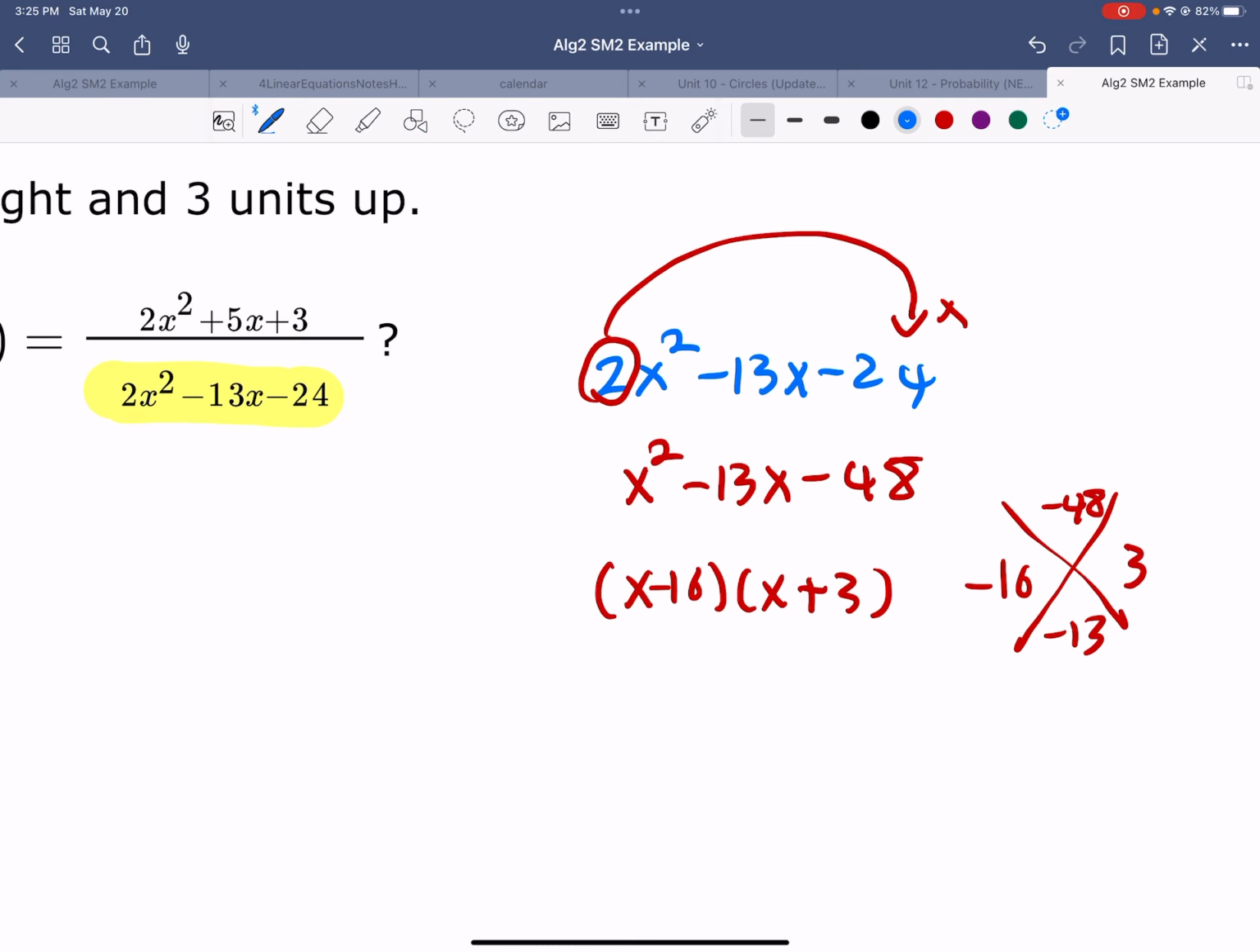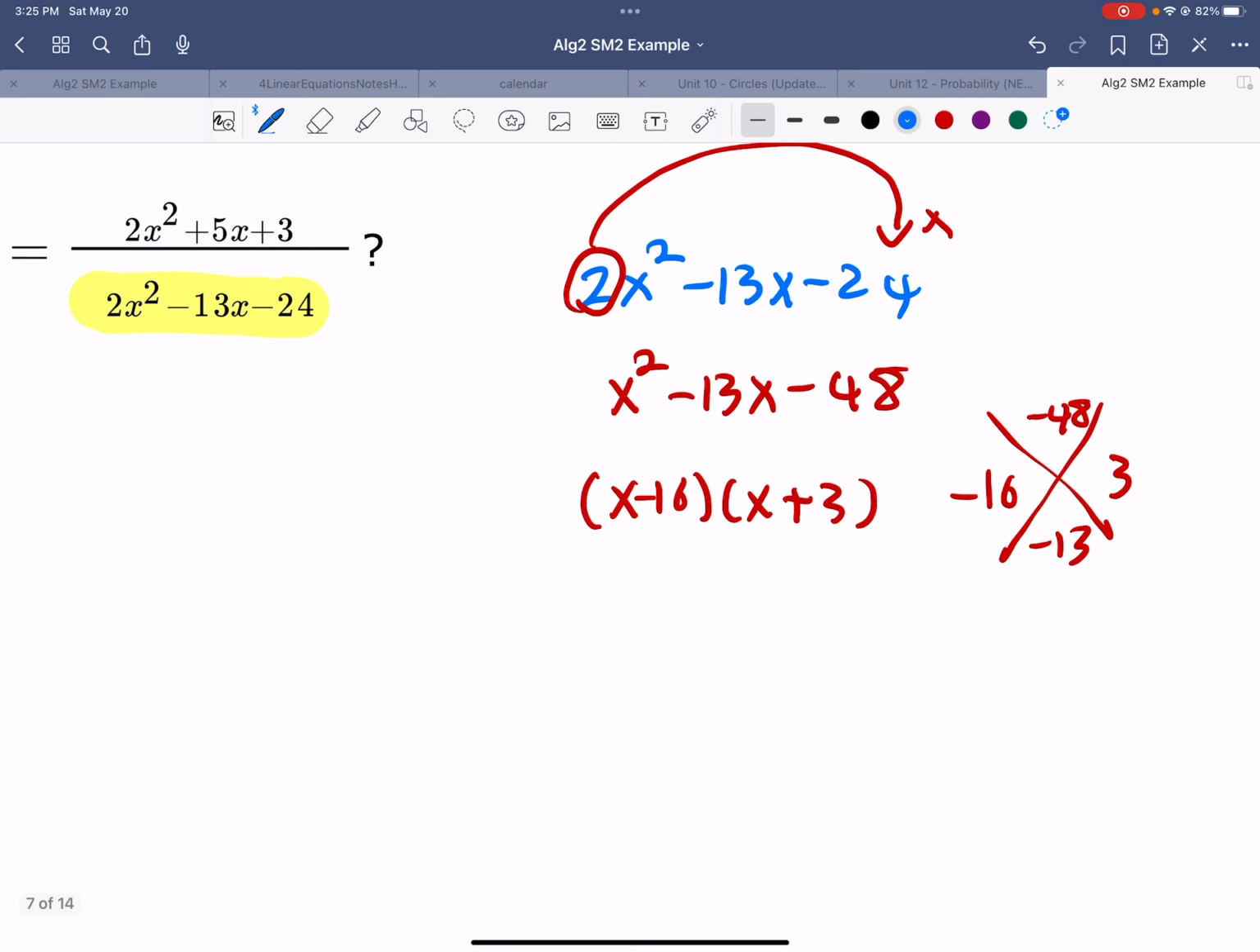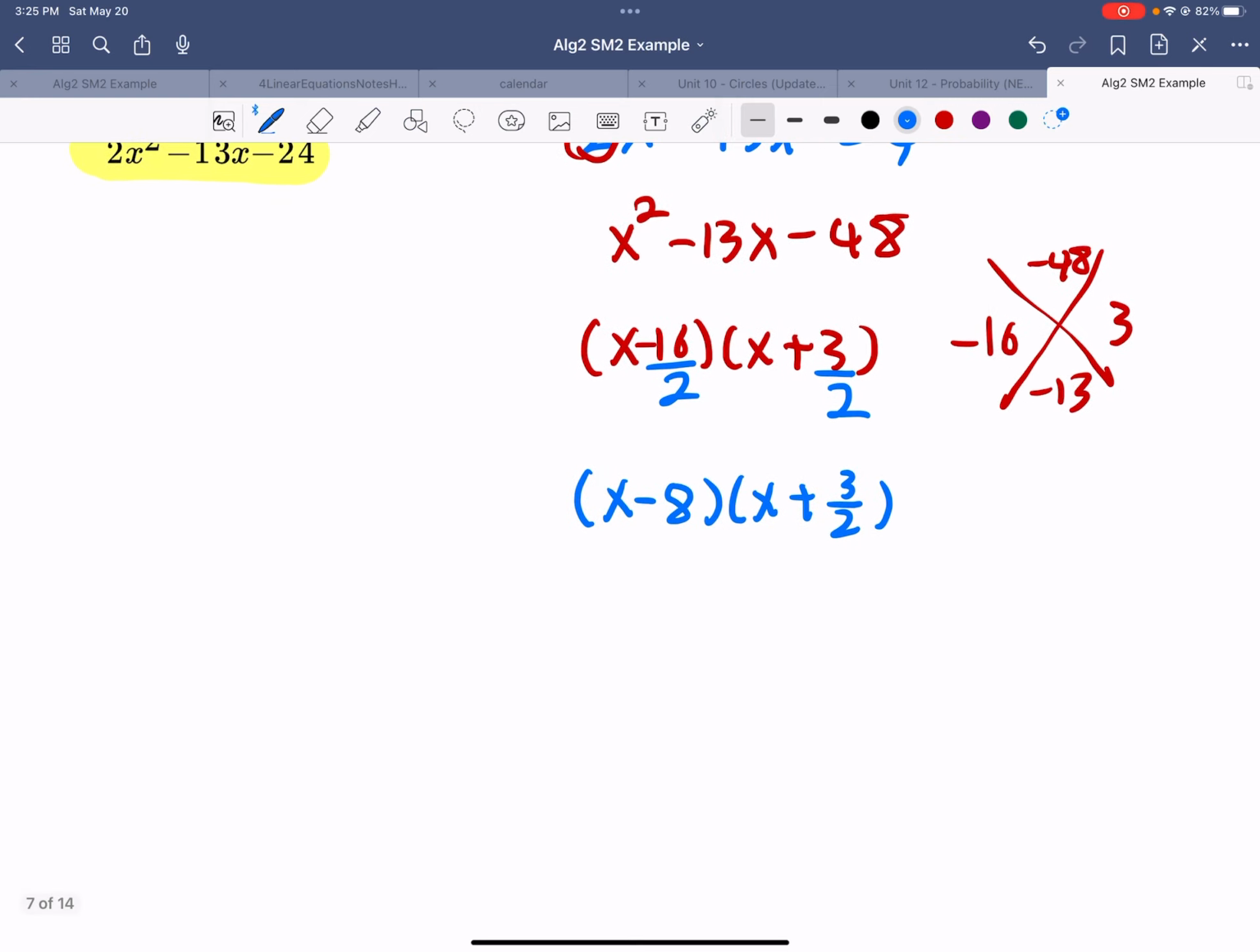And after you factor this, you have to divide each number by what you factored out. In this case, it's going to be 2. So I'm going to divide each number by 2 and simplify. 16 over 2 is going to be 8. 3 over 2 is going to be what? You cannot simplify further. That's about it.